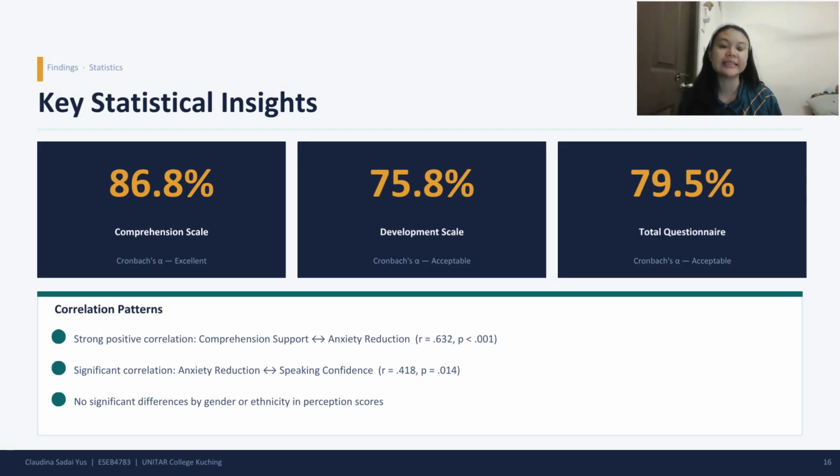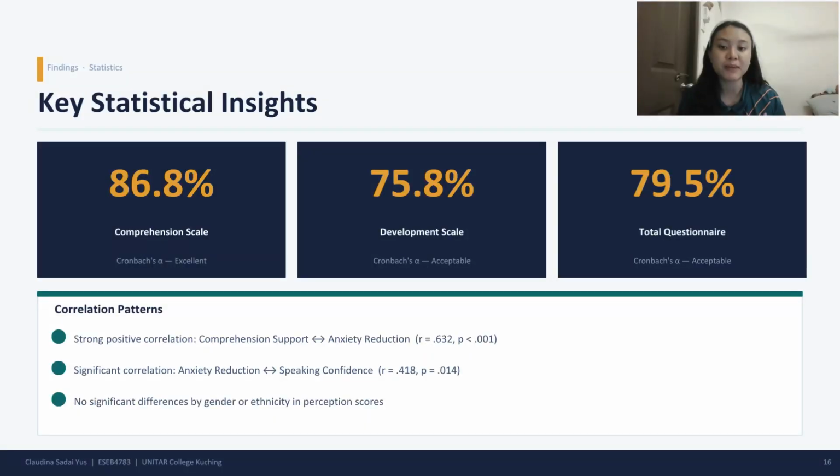Next, these are the key statistics from the Microsoft Form that I made. There is 86%, 75.8% on the comprehension scale, and also 75.8% on the development scale, and the last one is 79.5%. This is the total questionnaire that I gave them.